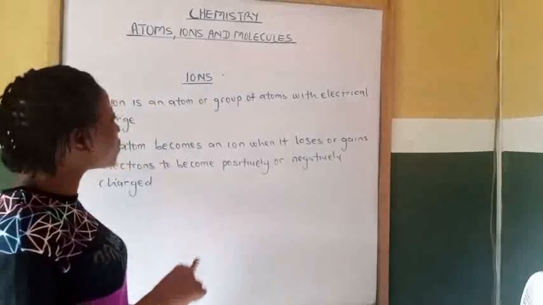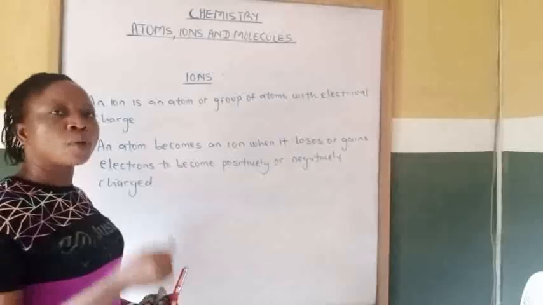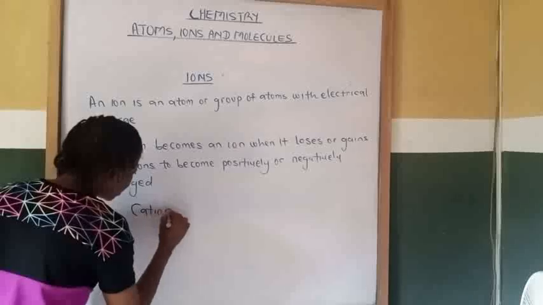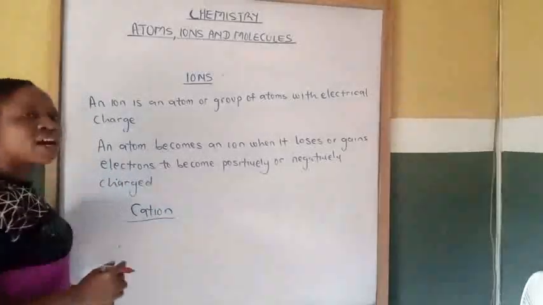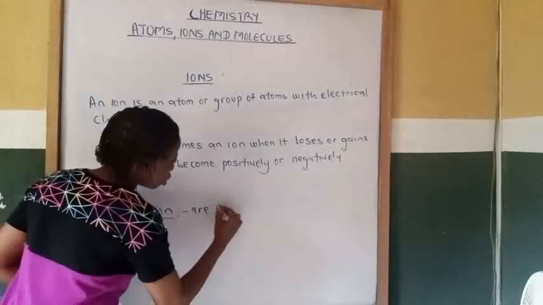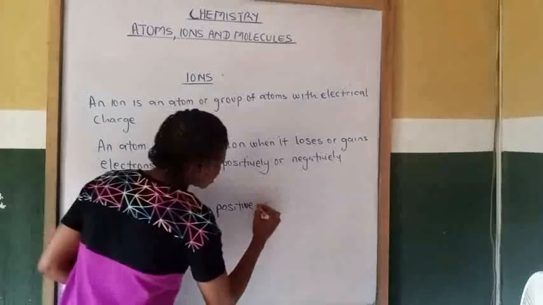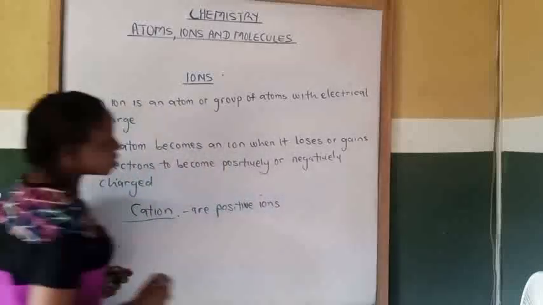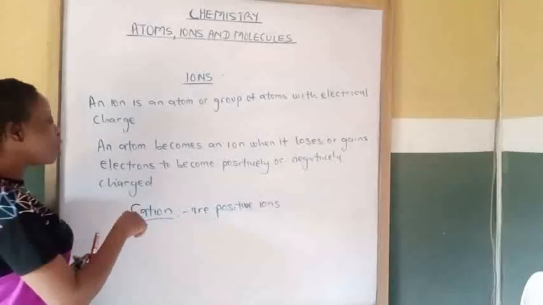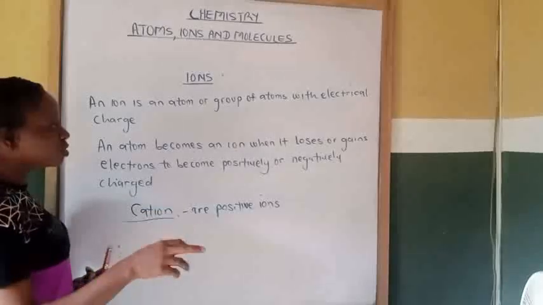So when an atom loses an electron or electrons and becomes positively charged, we call this a cation. So what are cations? Cations are positive ions. An atom becomes a cation when it loses electrons.